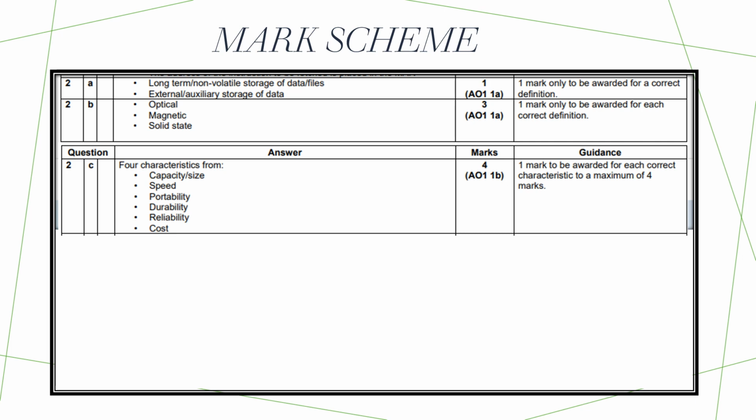Let's take a look at the mark scheme for the question so far. For question 2A, it says that you can have long-term or non-volatile storage of data or files, or external or auxiliary storage of data. I'm assuming that if you put something that isn't those exact words, your answer would be checked and possibly they'll speak to the chief examiner to see whether it's acceptable.